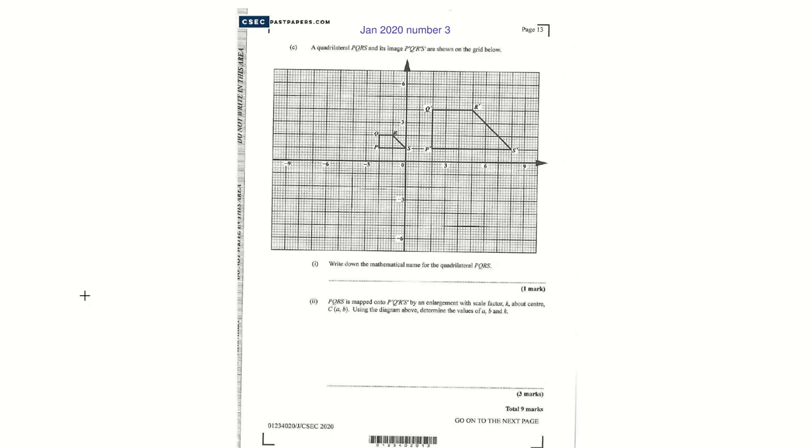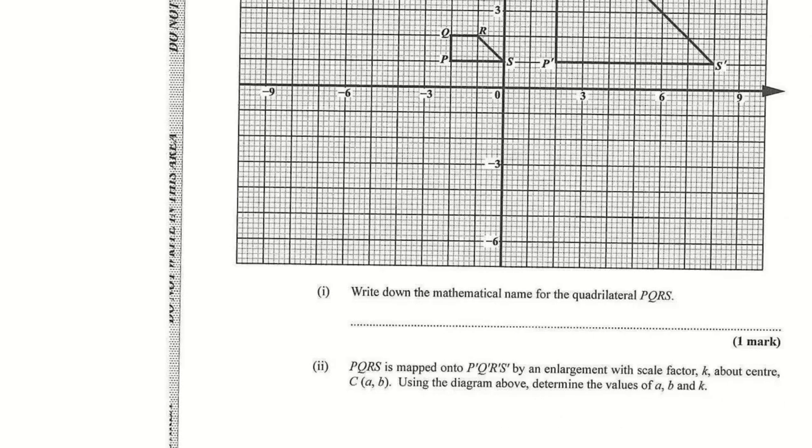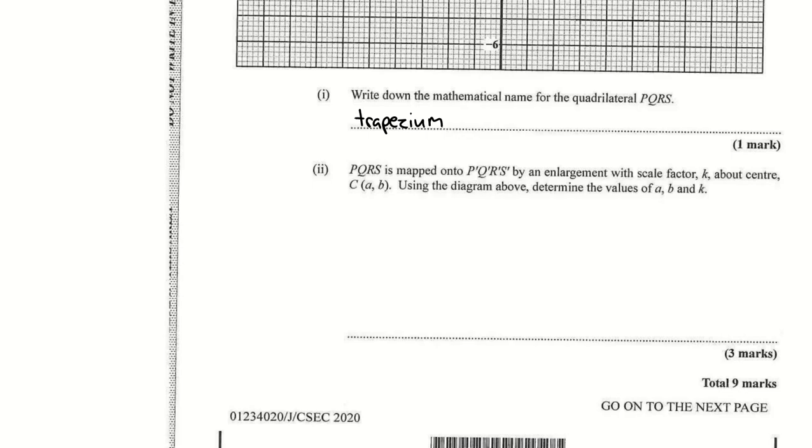Now this question part C, a quadrilateral PQRS. Let's zoom in so we can see. The quadrilateral PQRS and its image are shown below. Immediately when you look at this, we see that one is bigger than the other. The object is smaller, the image is bigger. Immediately you're supposed to think about enlargement. But first, write down the mathematical name of the quadrilateral PQRS. We have two parallel sides. This is a trapezium.